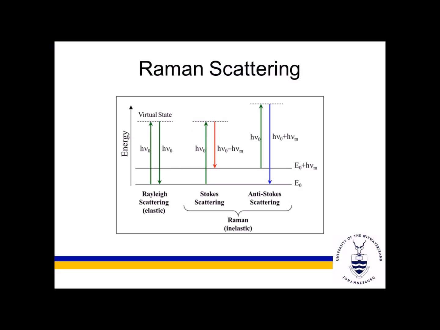So what is Raman scattering? In general, we understand that photons scatter off molecules elastically. This is known as Rayleigh scattering. But a certain amount of these photons, about 1 in 10 million, scatter inelastically. This is known as Raman scattering.